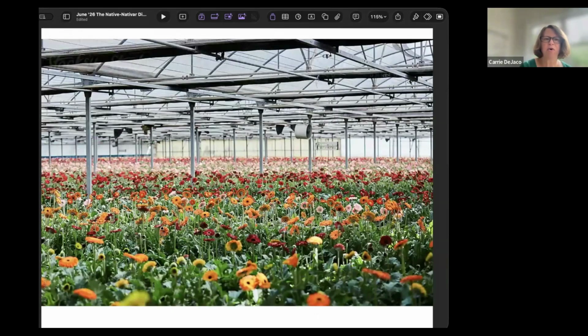Here, we've got horticultural production happening in really large scale areas like this. Imagine that this whole greenhouse here is filled with various species of Monarda. We might have Monarda didyma, Monarda punctata, Monarda fistulosa.